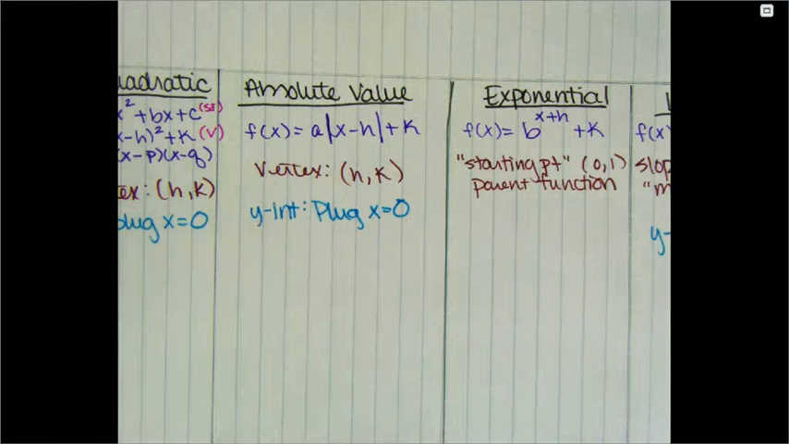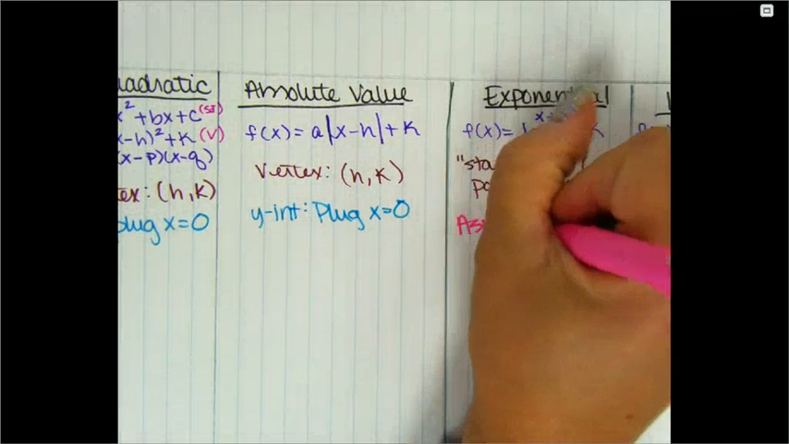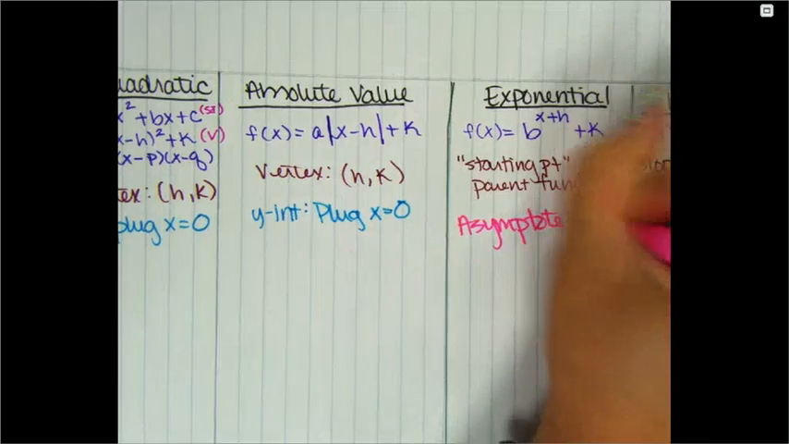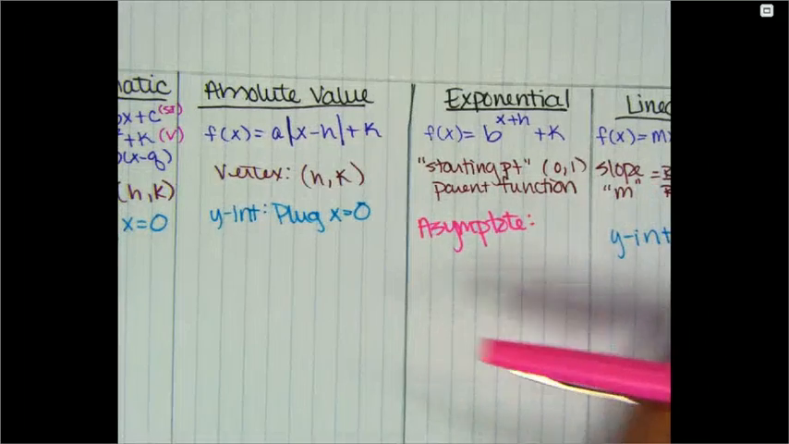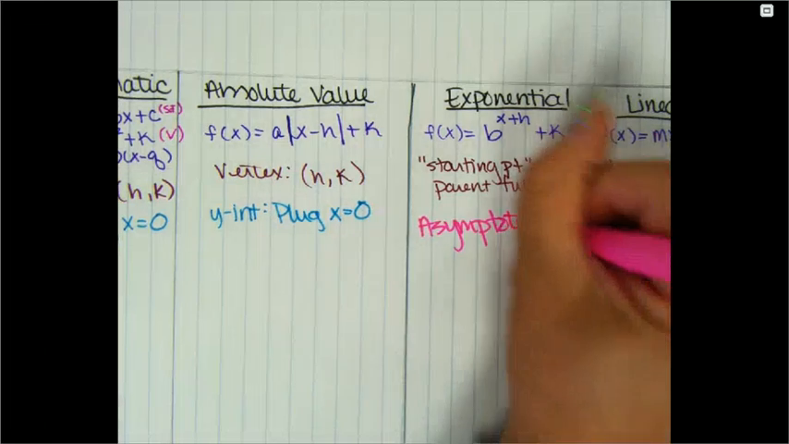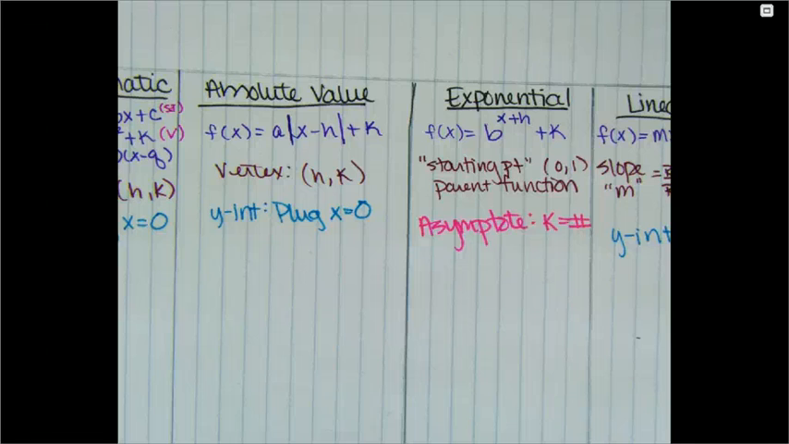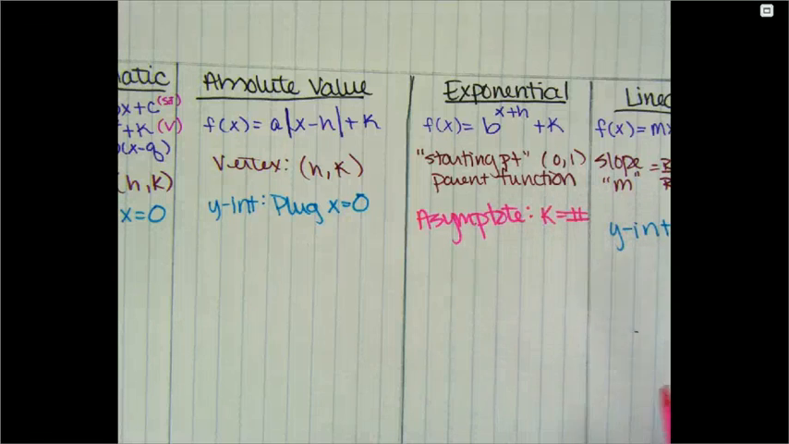Asymptote. You act like you've never heard that word before. It has an asymptote. How do you find the asymptote? It's just k. I feel like you did not learn this well enough last year. I think you're missing some pieces. All right, so you have an asymptote of k equals a number. Okay.